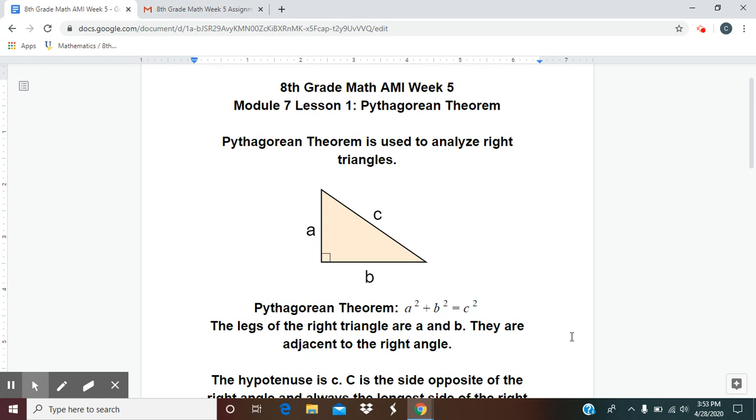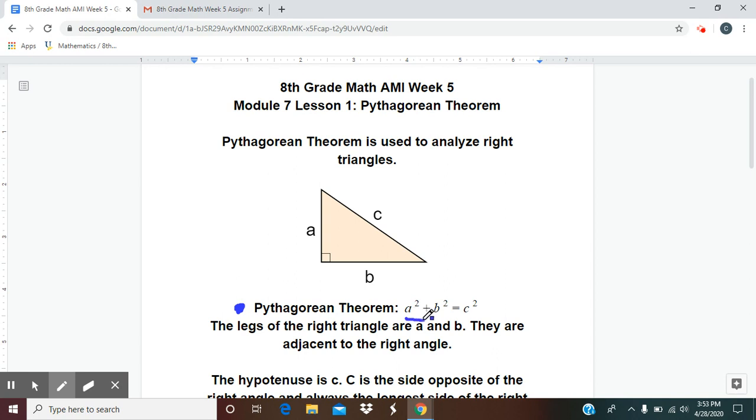Now, Pythagorean theorem is used to analyze right triangles. It's a very useful formula that can be used to do many different things when you're looking at one of these right triangles. So first, let's look at what the theorem looks like and how we can identify what the different values or variables stand for. So if you take a look here, here is the Pythagorean theorem. Let me change my color real quick, guys. So here is the Pythagorean theorem right here.